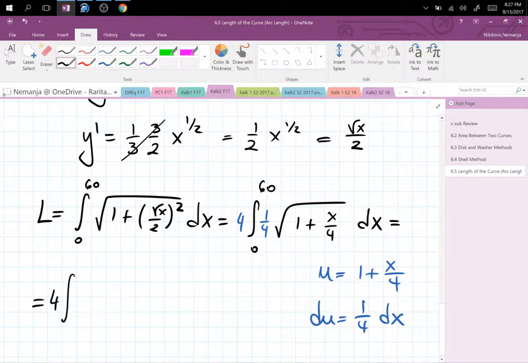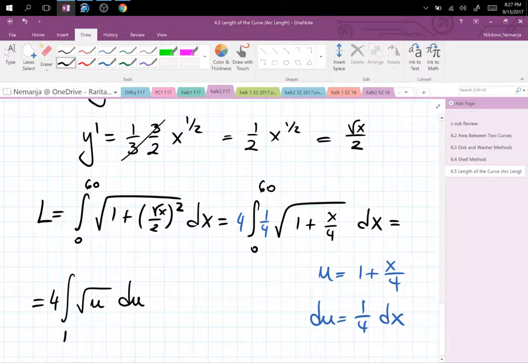So 4 integral square root of u du. I need to change the limits. I don't want to go back to x because it's a definite integral, I just change the limits now and don't worry about anything. So plug in 0, we get 1.